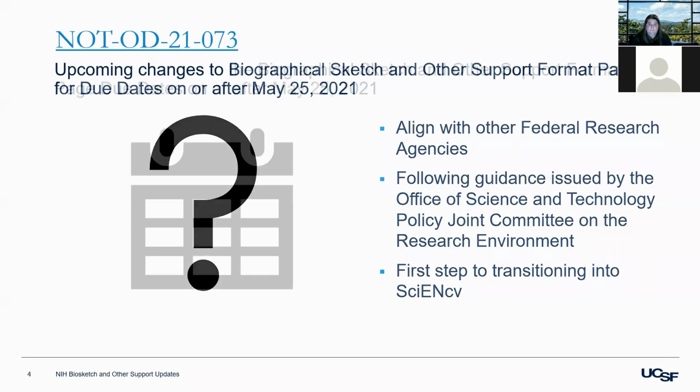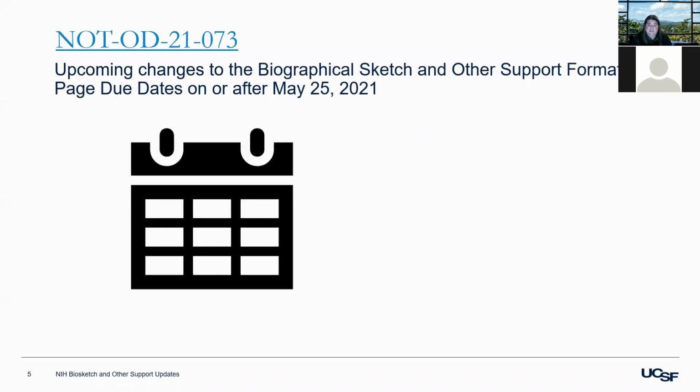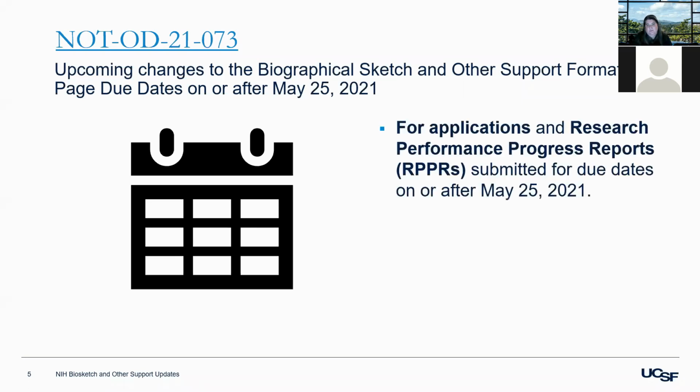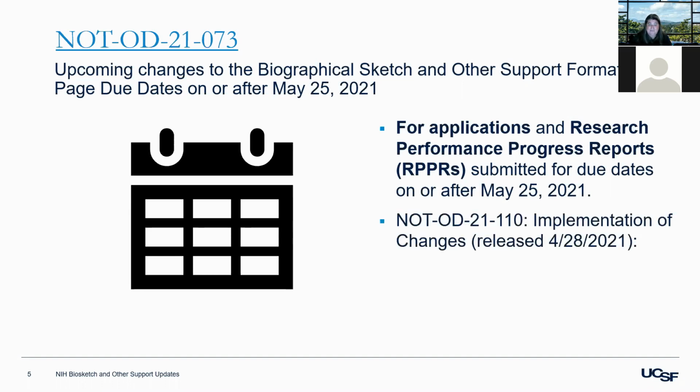NSF already. So when are these changes due? As it says in the title of the notice, it's for due dates on or after May 25th. This is for applications and research performance progress reports, or RPPRs, that are submitted for due dates on or after May 25th, 2021. However, due to feedback from, I think, a lot of institutions saying that's a very fast turnaround time, they just released a new notice today. Luckily I checked right before this training and it was posted. We have not had a chance to send this out to campus yet, but as of today, they did issue an implementation of the changes.